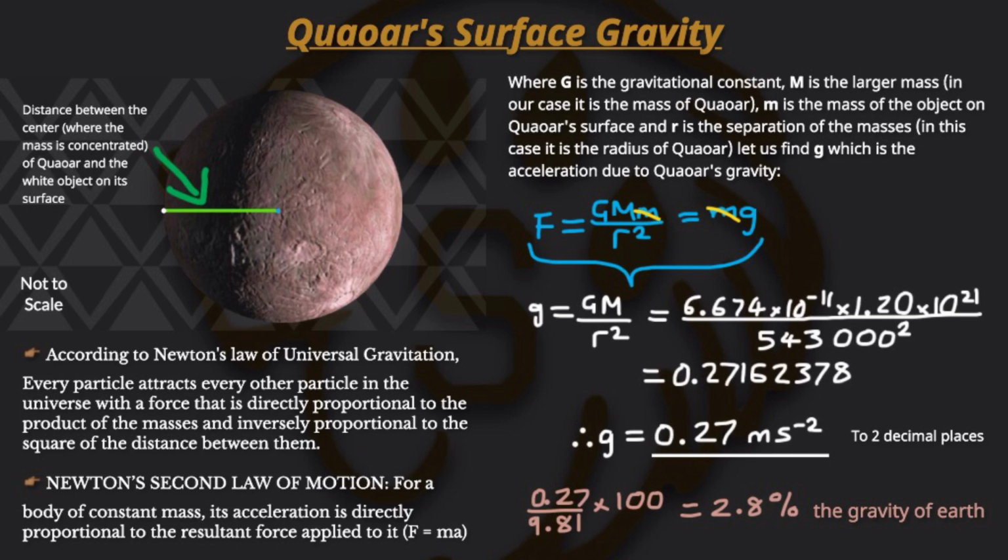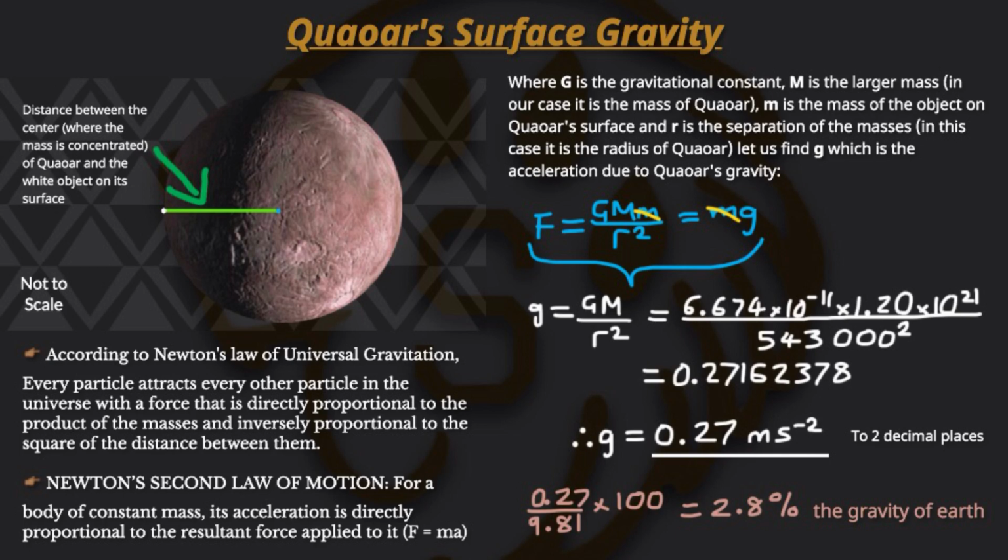But yeah, nonetheless, let's focus on what we're looking at, which is Quaoar. So Quaoar is going to be the big letter M, which is the mass of Quaoar, and our small letter m would have been cancelled out. Remember, like terms cancel out in the equations, and that small letter m was the mass of that dot, that white dot on the surface of Quaoar in the diagram there.